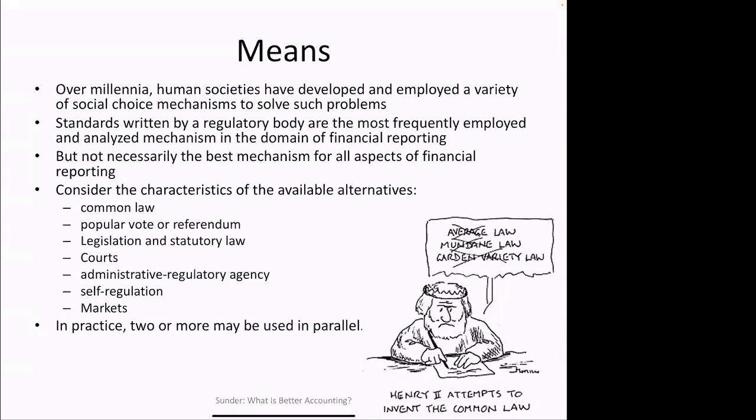Administrative and regulatory agency, that's what the SEC is. Self-regulation, a large part of auditing had been left to self-regulation until quite recently, a few decades ago, until the Congress decided to override that by creating the PCAOB. And then, of course, there are markets. So there are a lot of institutional solutions to how to achieve whichever meaning of good financial reporting we may want to achieve. And of course, the two choices are not independent. Which meaning you choose and which means you choose, or what combination of means you choose, are related to each other.